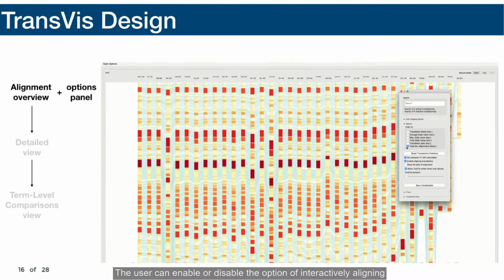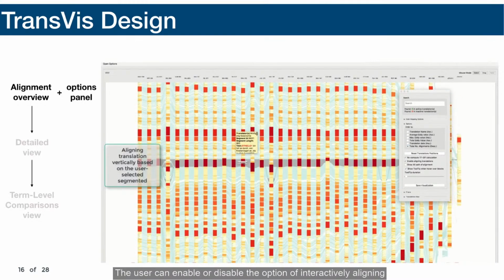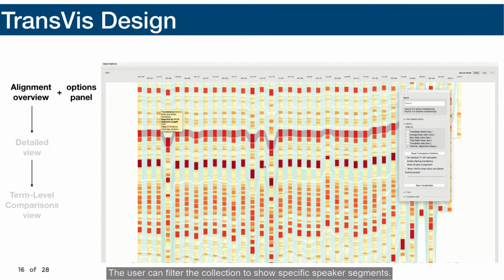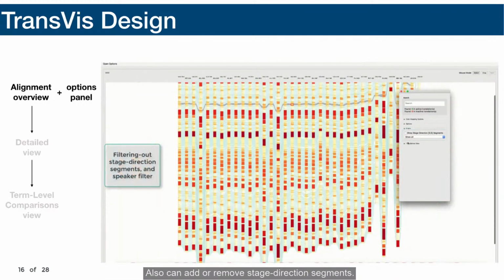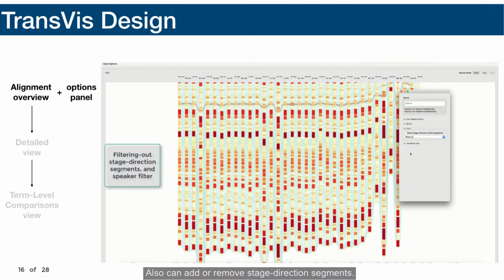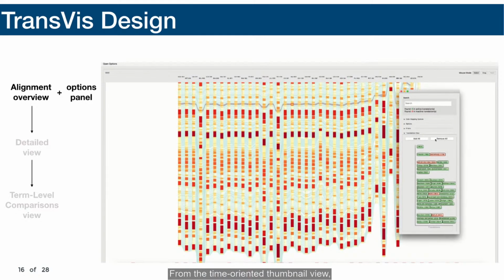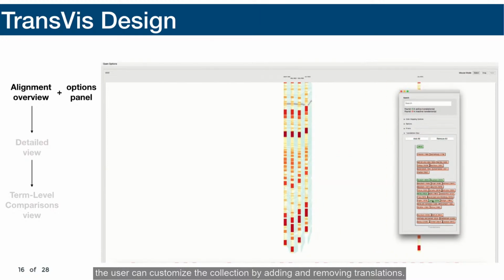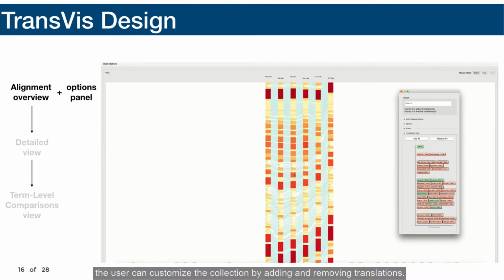The user can enable or disable the option of interactively aligning the translation vertically when selecting a segment. The user can filter the collection to show specific speaker segments. Also can add or remove stage direction segments. From the time-oriented thumbnail view, the user can customize the collection by adding and removing translations.